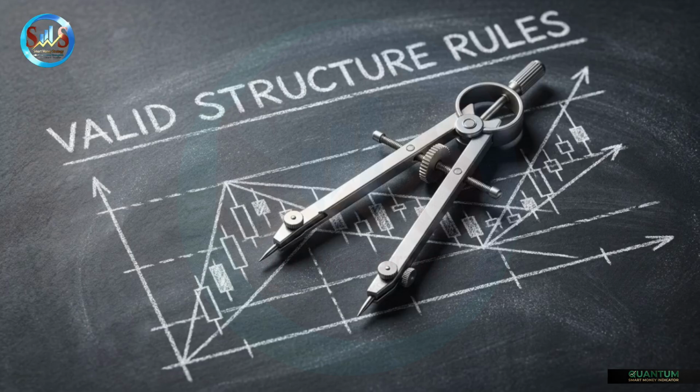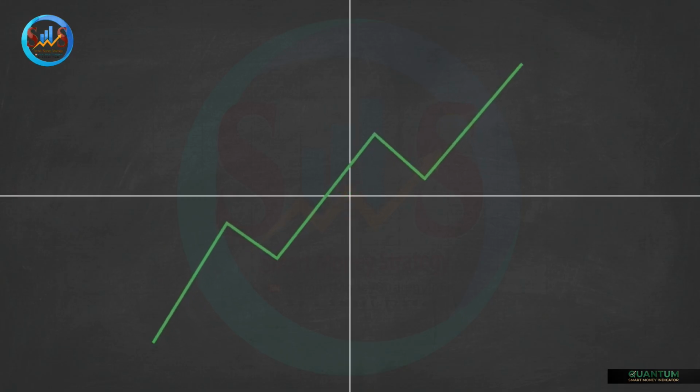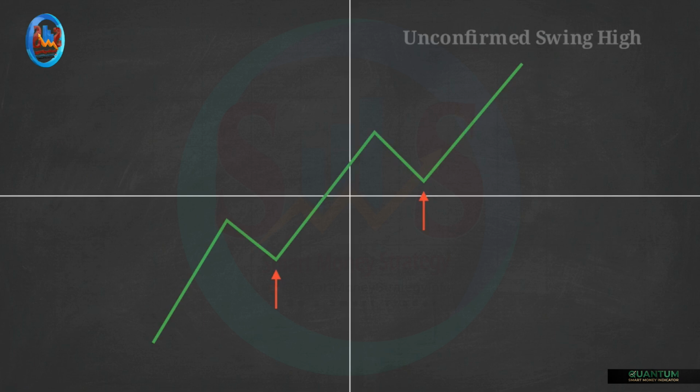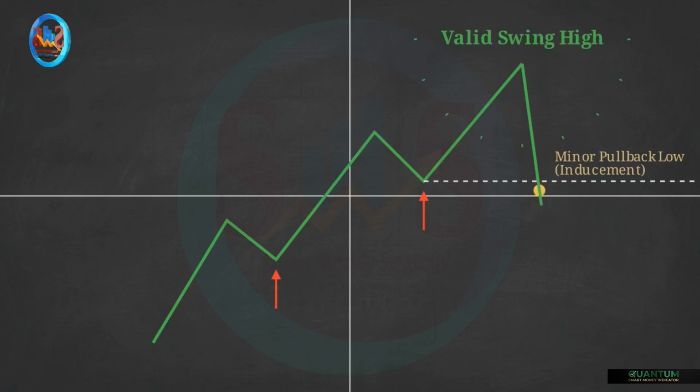We have to start by establishing mathematical proof before we label any peak on a chart as a true structural high. During an aggressive upward leg, the market never moves in a perfectly straight line. It creates minor pauses, inside bars, and small internal pullbacks along the way. Rule 1 states that the absolute highest point is unconfirmed until the price reverses downward and sweeps the low of the most recent minor pullback, marked here by the horizontal line. The high only becomes legitimate at the exact moment that specific internal low is breached.